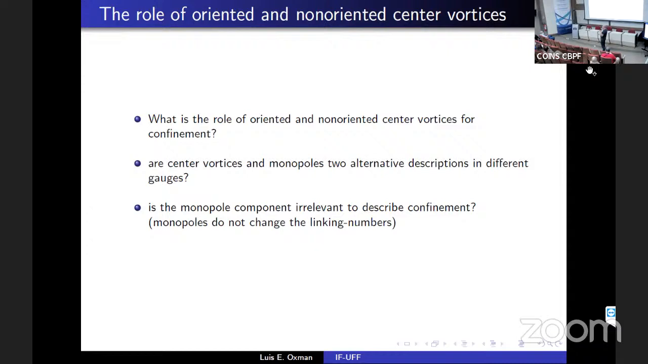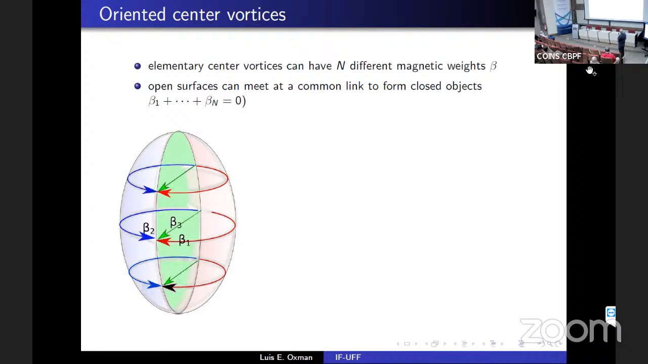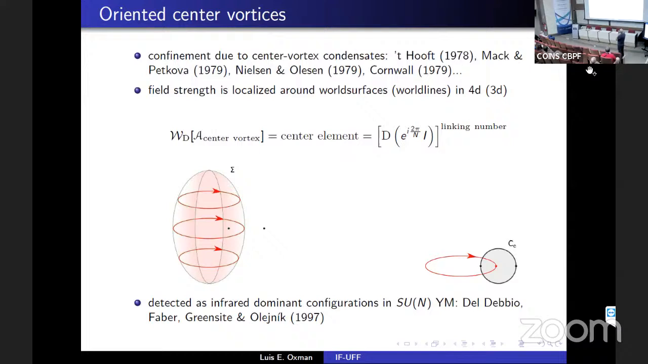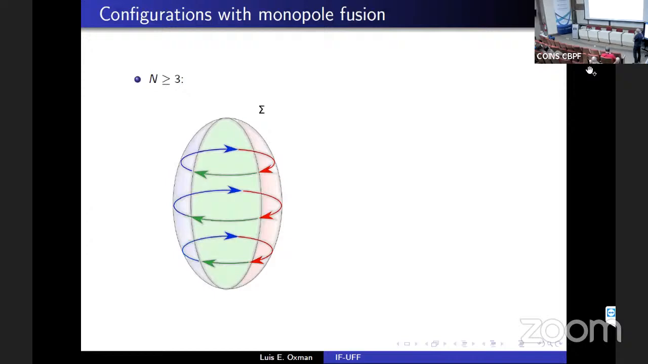Okay. And there is another view; if you talk to different people, they say, no, monopoles are irrelevant, these non-oriented components, because when you compute, for example, the Wilson loop for an oriented center vortex and the Wilson loop for a non-oriented one, you get the same center element. So you have the same center element, so they are irrelevant. The effect on the Wilson loop is the same. This is another way of thinking, but I tried to show you that this is not the case.